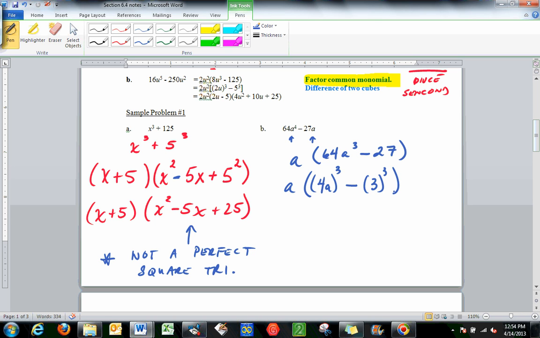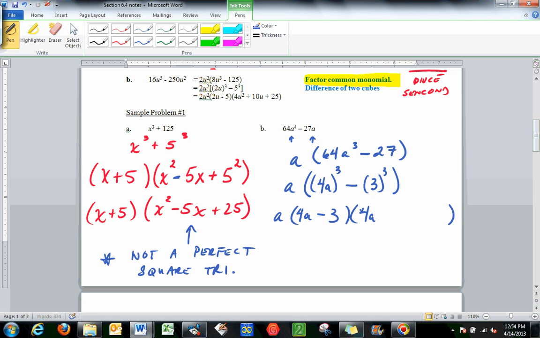Now, if you do not need to do this step to kind of help you out, that's fine. If you can see how to break up the 64 and the 27, you're more than welcome to skip this step. I do this as a visual to help me know where everything needs to go. So I'll rewrite this, and I'm going to factor this perfect cube. Now notice it's a difference of cubes. So the negative is going to go with the binomial. So I take 4a minus 3. So I took the 4a, one of those, and one of the 3's, and use subtraction.